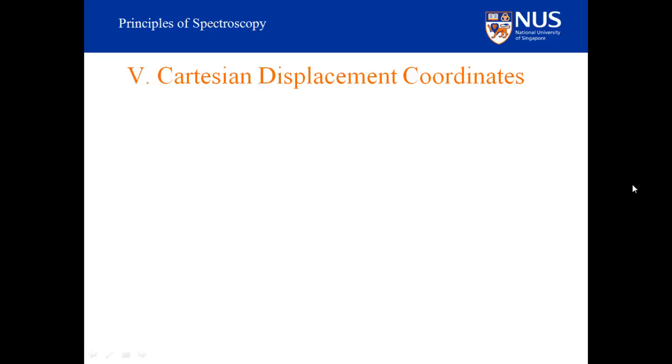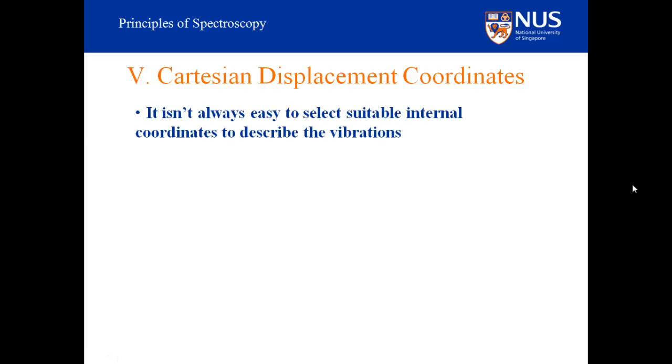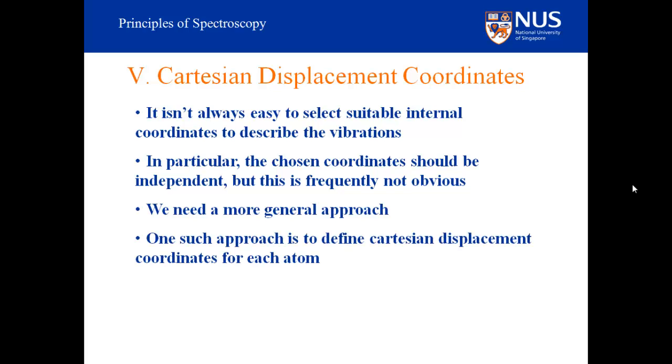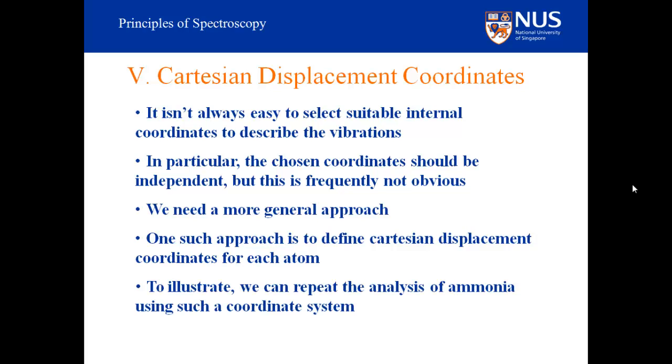It isn't always easy to select suitable internal coordinates to describe the vibrations. In particular, the chosen coordinates should be independent, and frequently this is not obvious. We need a more general approach. One such approach is to define Cartesian displacement coordinates for each atom. To illustrate, we can repeat the analysis of ammonia using such a coordinate system.